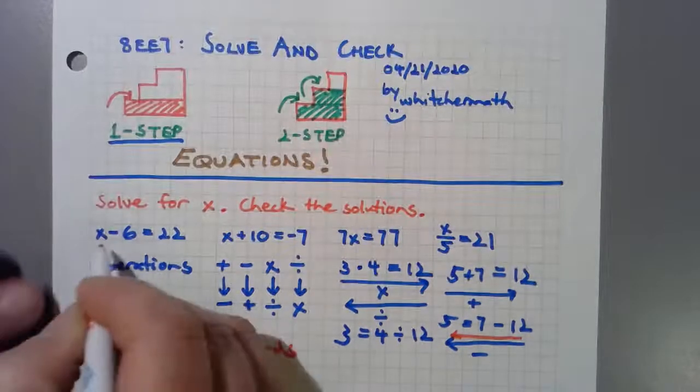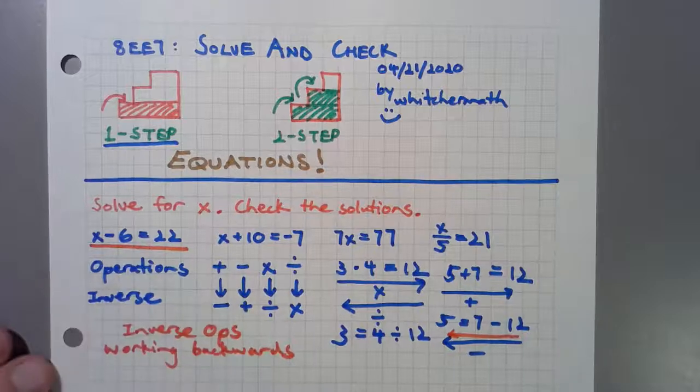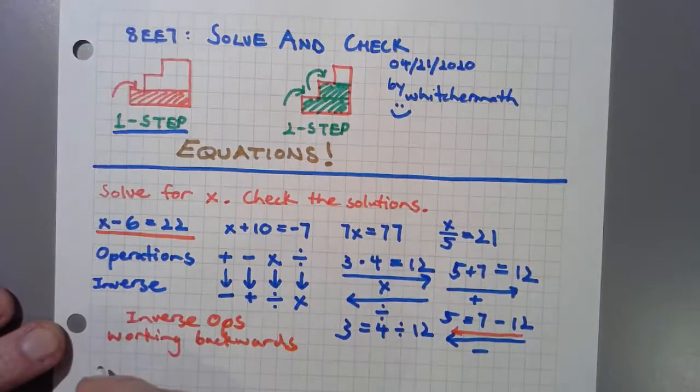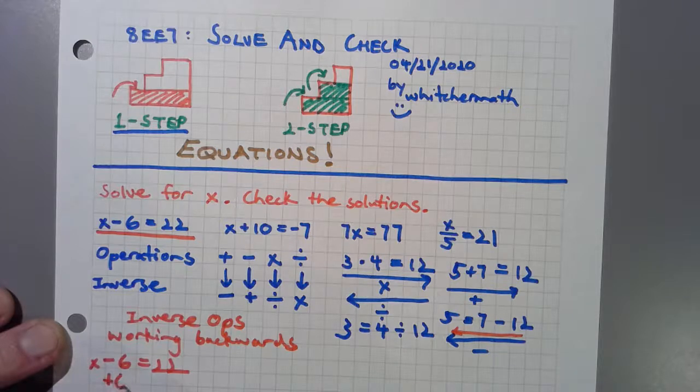Okay, so in this first example, these are one-step equations. Very simple. If I'm subtracting 6 to get 22, what operation do I need to do to get out of there and figure out what x is? I'm subtracting, I need to add. So I'm going to add 6 to both sides.